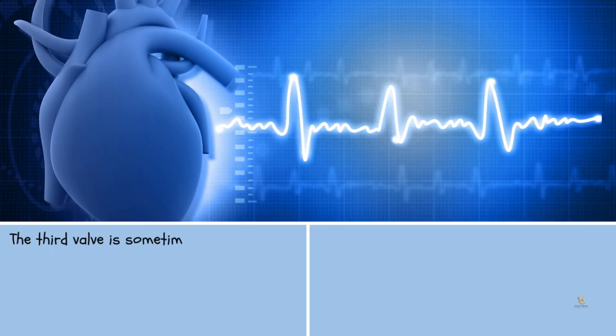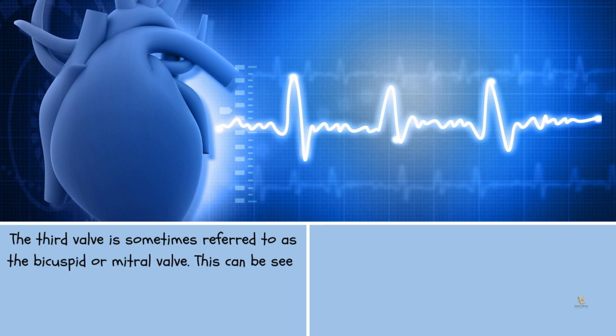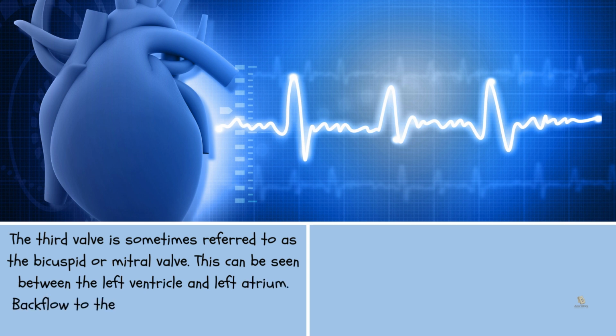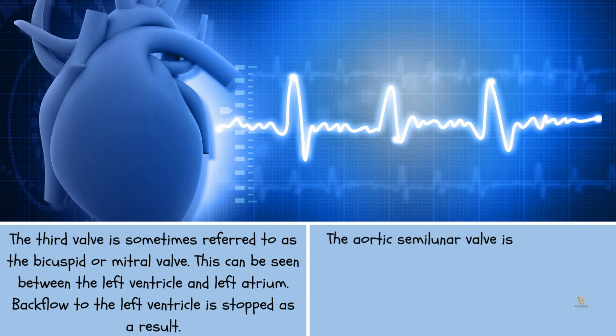The third valve is sometimes referred to as the bicuspid or mitral valve. This can be seen between the left ventricle and left atrium. Backflow to the left ventricle is stopped as a result. The aortic semilunar valve is the last but certainly not the least.